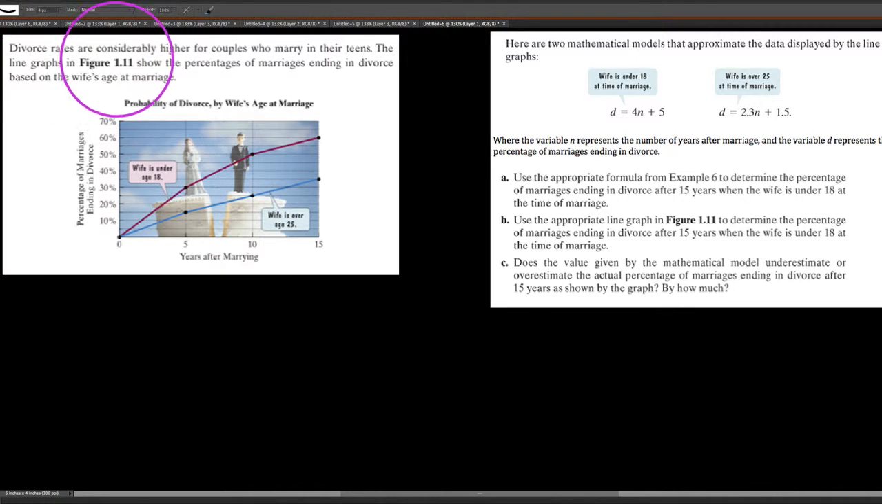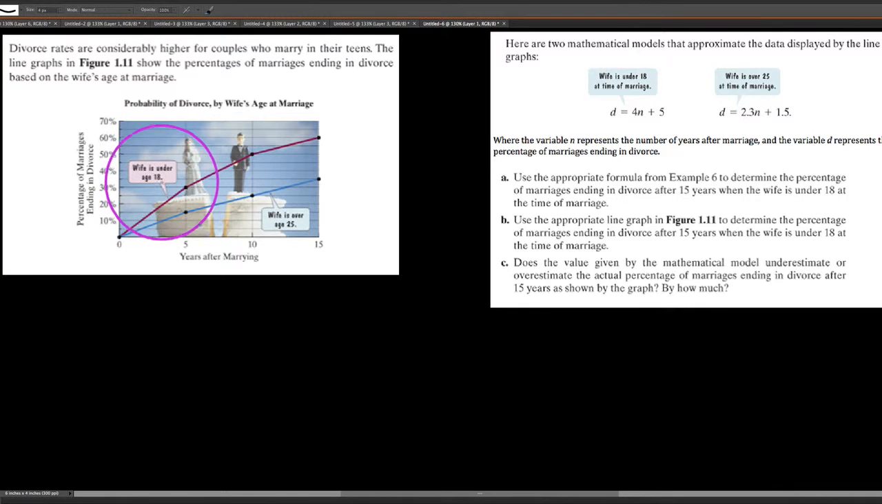But it says that divorce rates are considerably higher for couples who marry in their teens. This is a shocker, I'm sure, but it says that the line graphs that you see here basically show the percentages of marriage ending in divorce based on the wife's age in marriage. So you can see this here. We have two different situations.